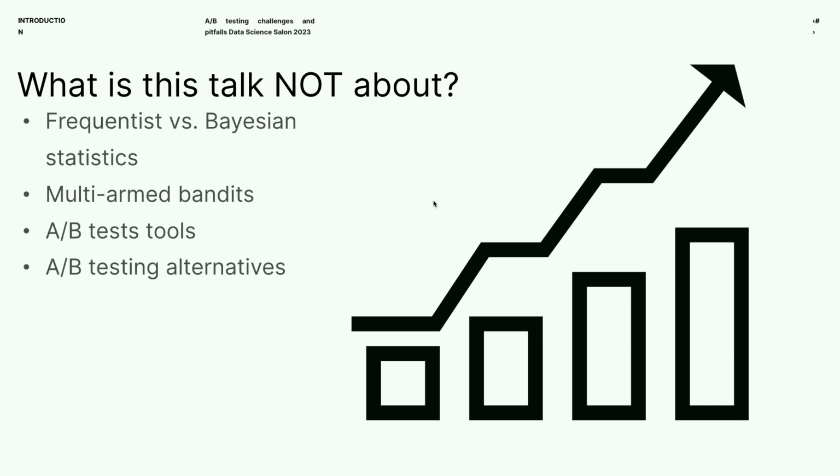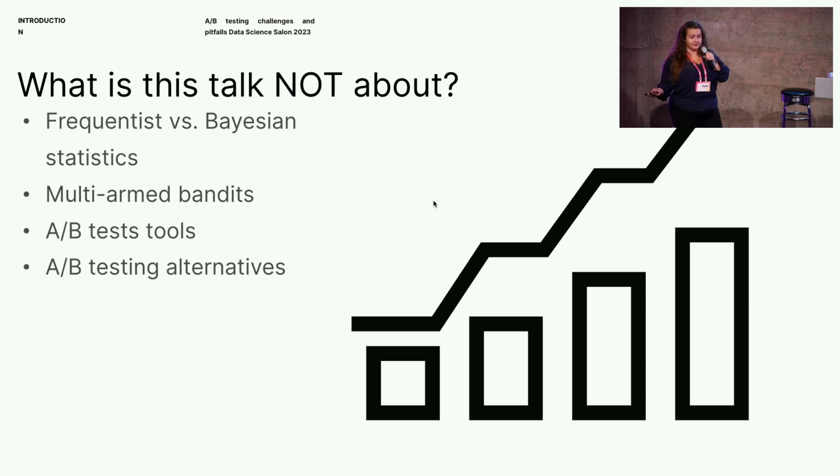So first of all, what is this talk not about? I will not be talking to you about multi-armed bandits. I will not be talking to you about frequentist versus Bayesian statistics trade-off. There are plenty of resources about that online. I will not be talking about specific A/B testing tools. There are plenty out there. They are outside of the scope of this talk. And I will not be talking to you about A/B testing alternatives. So I will not be covering any causal inference techniques here.